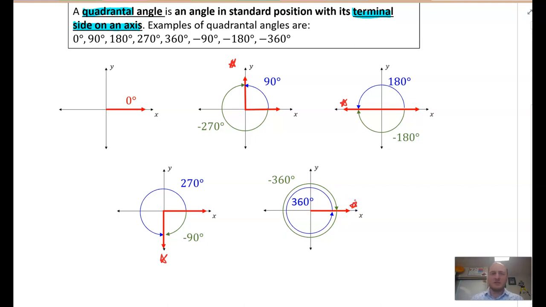Now, there are also negative angles included. Mostly in this unit and going forward into calculus, you're only going to work with positive angles, but it is important to understand the negatives, and when we get into inverse trig, you are going to have to understand the idea of negative angle measures. So quadrantals end on an axis.